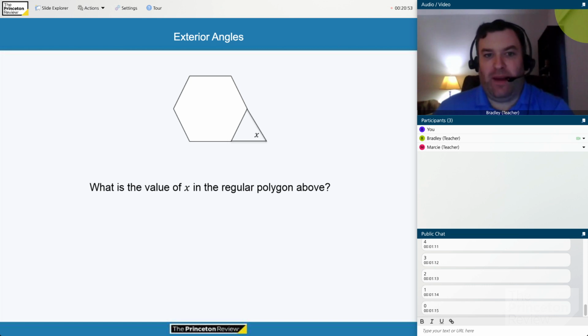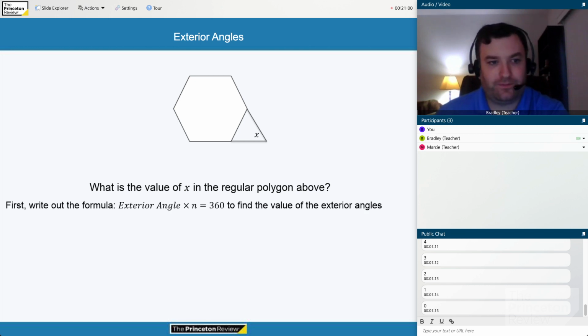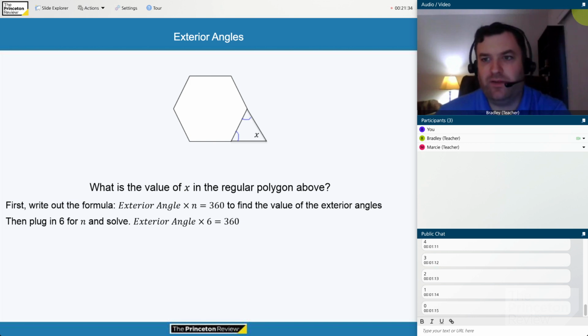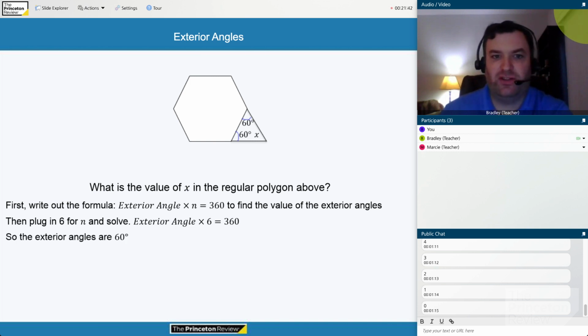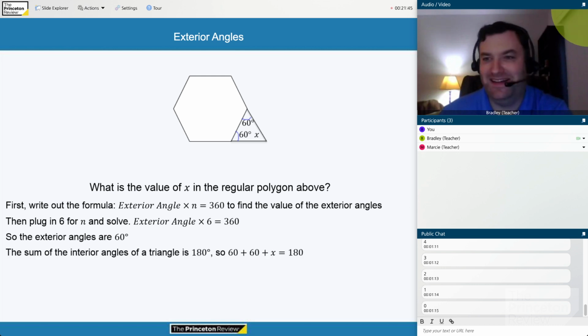So what's the value of x in the regular polygon above? This might look a little bit more confusing, but there's just one extra step here. First, we're going to write out the formula: the exterior angle times n equals 360 to find the value of each exterior angle, right? Each of these exterior angles, because it's a regular polygon, will be equal. So that does mean that these two angles have to be equal because they are both exterior angles, even at a slightly different orientation here. So now we're just going to plug in 6 for n and solve. The exterior angle times 6 equals 360. So each exterior angle has a degree measure of, oh, sorry, of 60. Sorry about that.